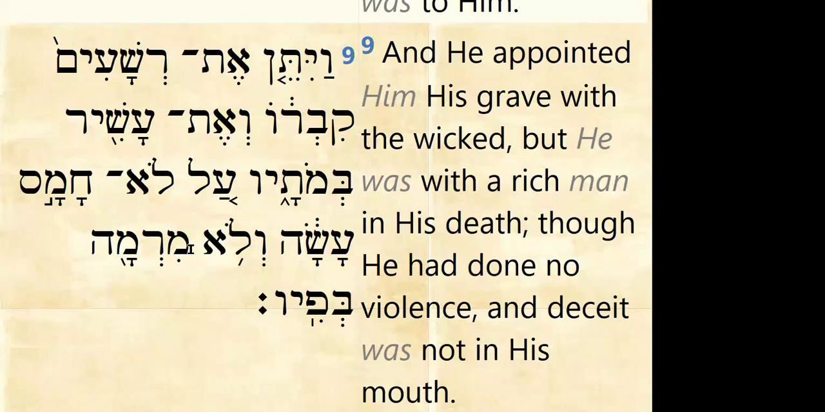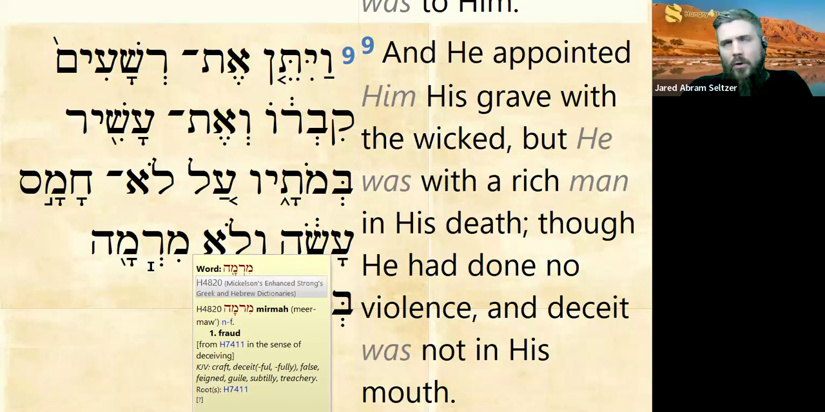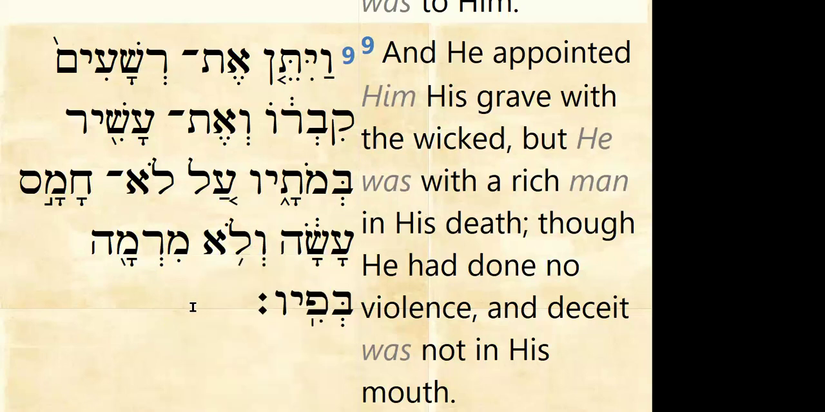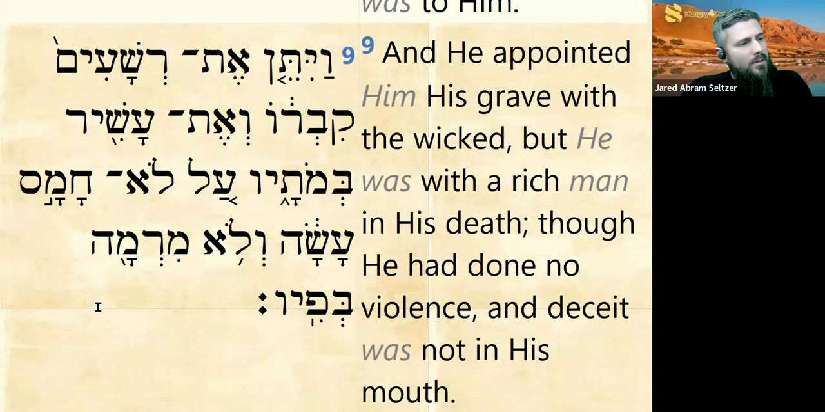Do you all remember the waters of Meribah? No, oh yeah, that's Meribah. That's a different word. Mirmah is, what do they have here? Not deceit. Like an uprising. Meribah. Anyway, so here they translate it as deceit. Mirmah, befiv, there was no deceit in his mouth.